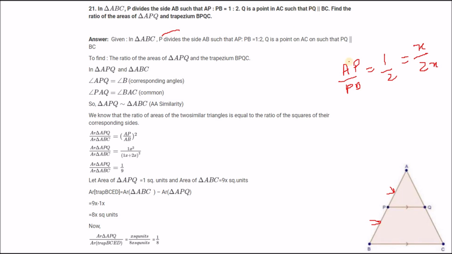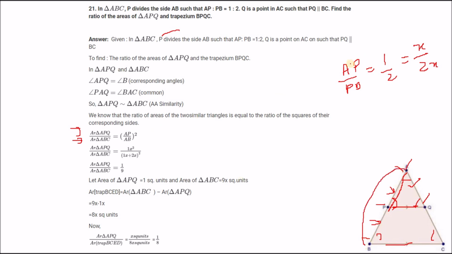Now it is also given that PQ is parallel to BC. When these two are parallel, we can take the triangle APQ and the main triangle ABC and take the ratio of these two. These two are similar. How? This angle is common between APQ and ABC, and this angle is equal to this angle. By AA similarity criterion, triangle APQ is similar to triangle ABC. So area of triangle APQ by area of triangle ABC will be equal to AP by AB whole square.